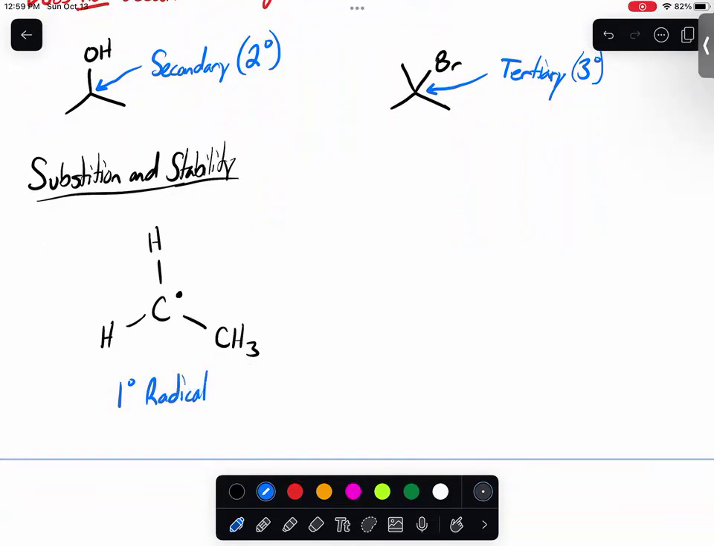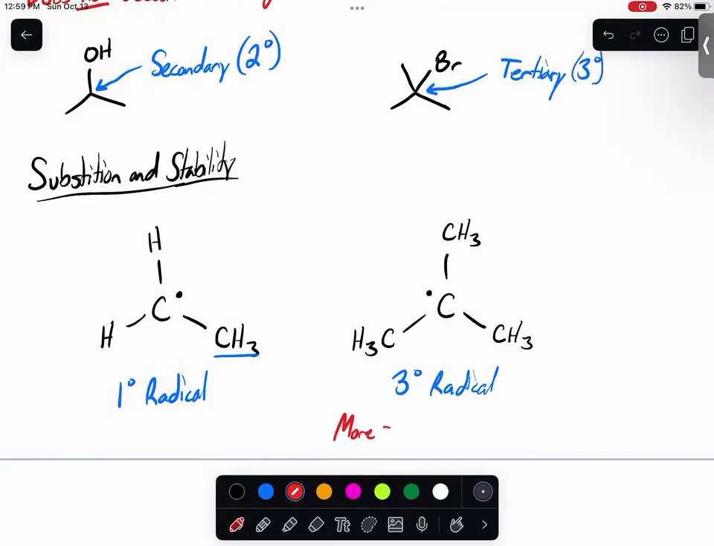Okay? And we know from this it does have one source of hyperconjugation, that being the methyl there, and that is the one carbon attached that makes it a primary radical. But then also, if we take a look at something like a tertiary radical, that would be something like this, we know that the tertiary radical is more stable due to more hyperconjugation.